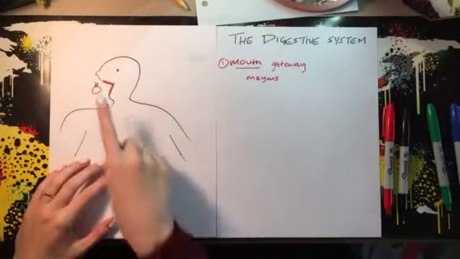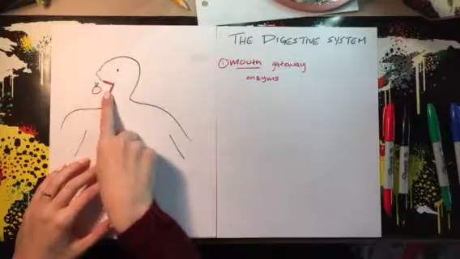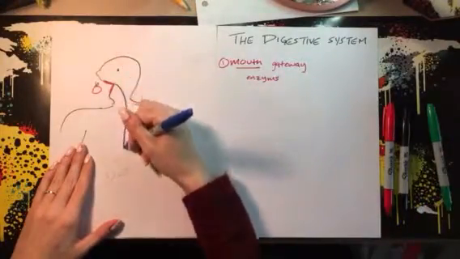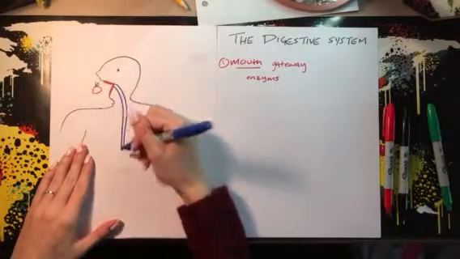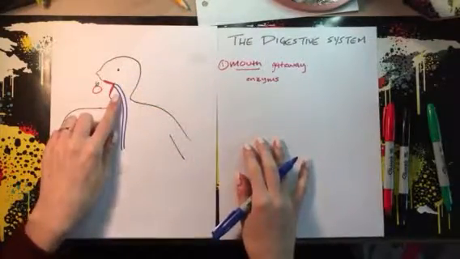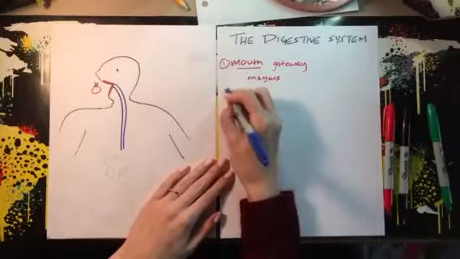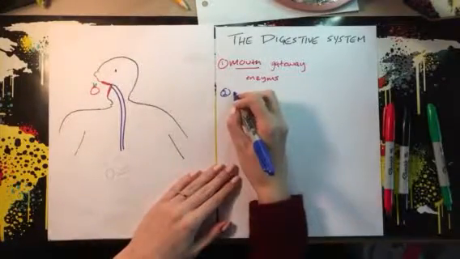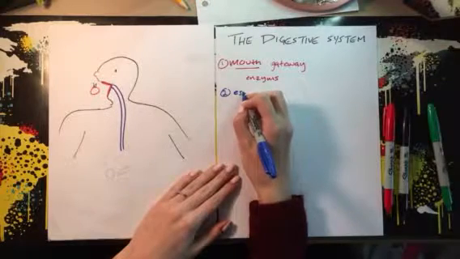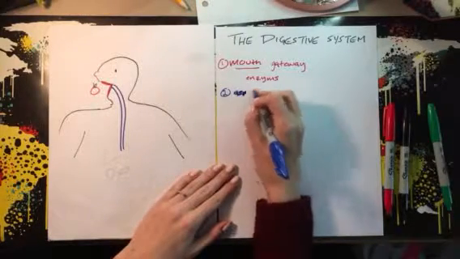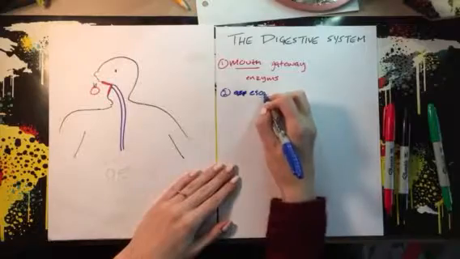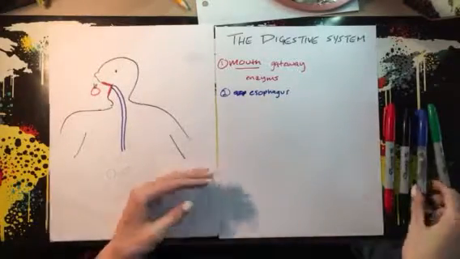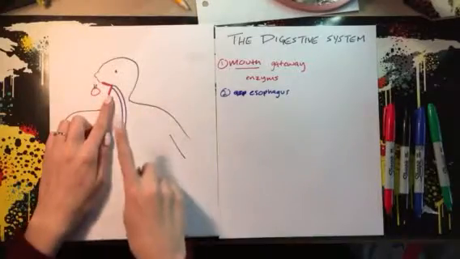Now, the mouth started breaking down that food, and then it travels down our esophagus. This is the part of the throat, so when we swallow our food, we are actually, let's respell that, esophagus. When we swallow our food, it's actually going down not only our throat, but our esophagus.